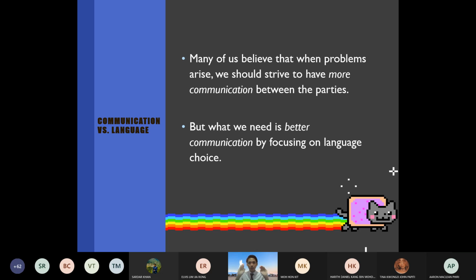Okay, so not in all cases, more communication means better. We have to change the way we communicate as well, focusing on language choice. So always remember that when you are in an argument, especially in your symposium, you can create a symposium where you have arguments between speakers. If you want to plan that, go ahead.